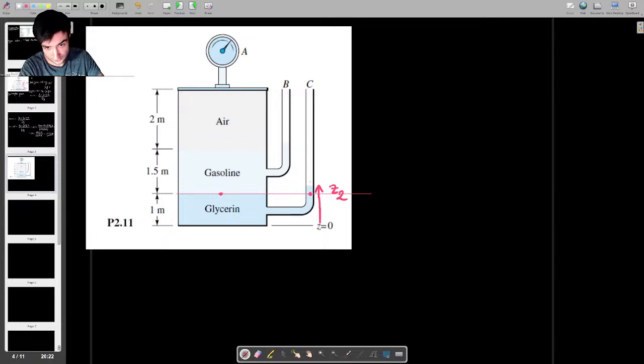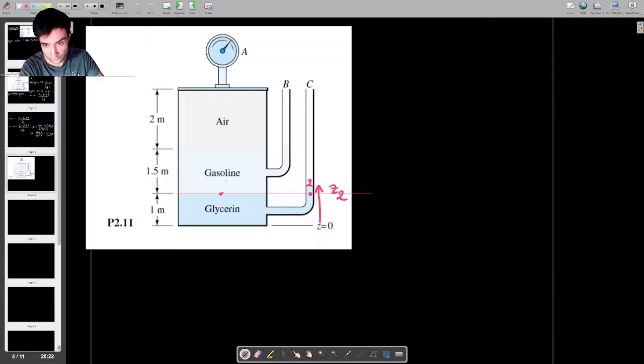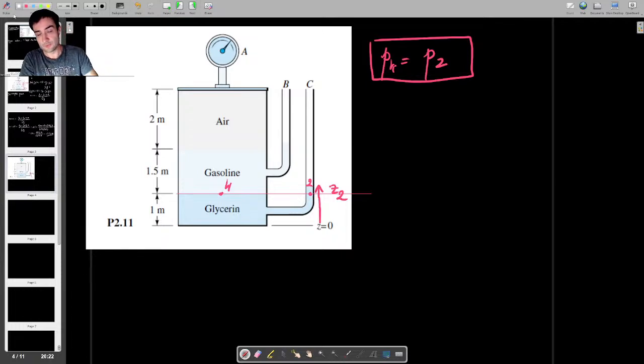So I'm going to call this point 2, and I called this one 3, so let's call it 4. So I can say that P4 is equal to P2. This is the equation that I'm going to start from, basically. So we've got the pressure at 4, which we can express as rho gh and a couple of things. So let's go through this again.